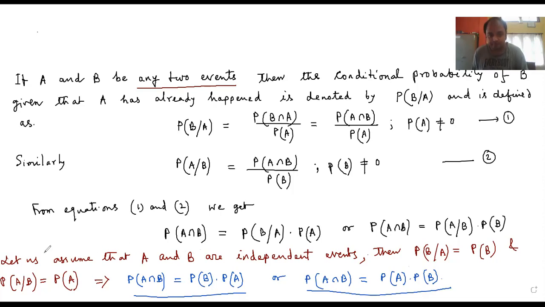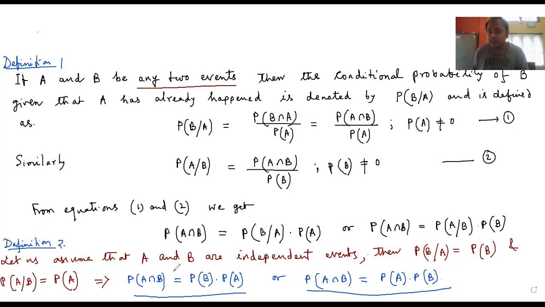So if they are independent events, we have got a new definition. This is a definition of conditional probability. From conditional probability, we have got a definition of independent events. This is another definition. Definition 1 and definition 2 of today's class.